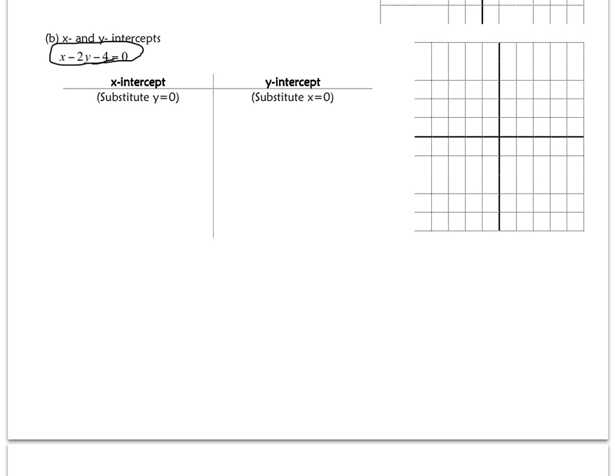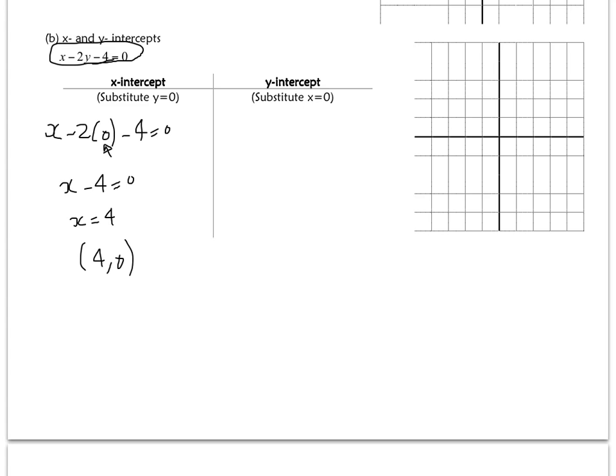So to find the x-intercept, I set y equal to 0. So I get x minus 2 times 0 minus 4 is equal to 0. Again, y is equal to 0. So I get x minus 4 is equal to 0, so x is equal to 4. So the x-intercept is going to be the ordered pair 4 and 0, with y being 0.